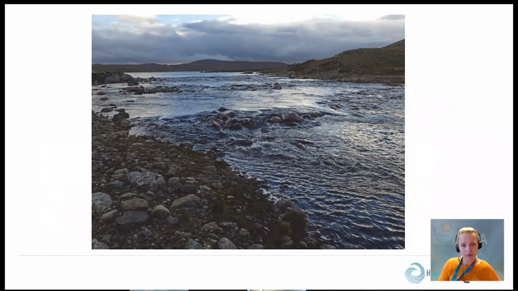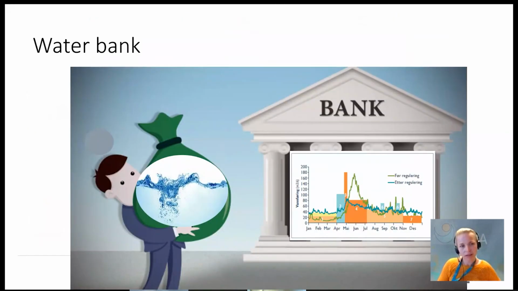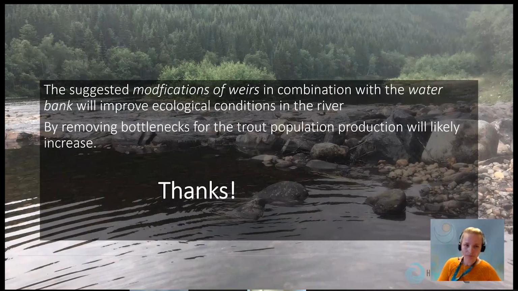And here is an example of such a weir that we are talking about, a cell weir. In addition, we have also suggested a water bank, which is basically a way of using the water which is possible to use today in a smart way, so that we can use the water during, for instance, the spawning migration, which is a really critical time. We can remove this bottleneck for the fish so that they can reach the spawning grounds and produce more trout.